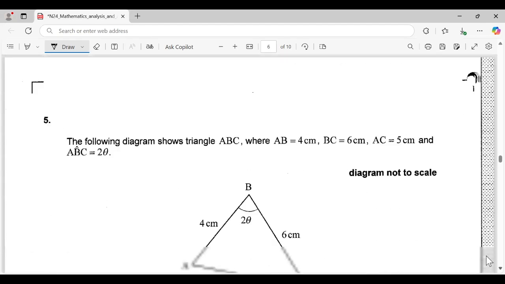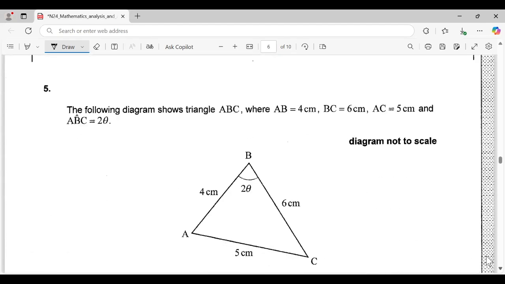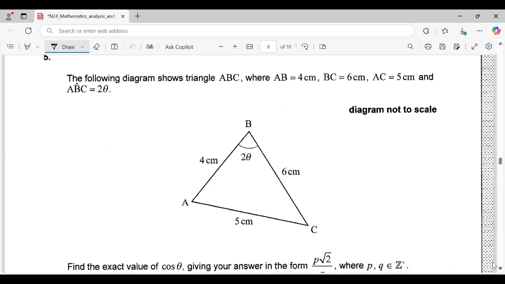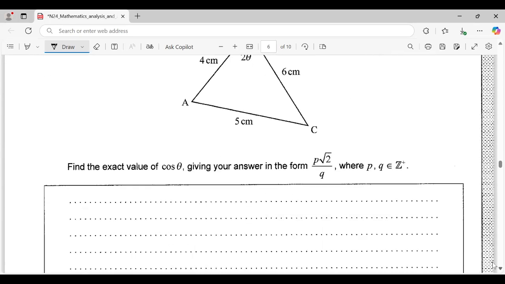Question 10. The following diagram shows triangle ABC where AB equals 4 centimeters, BC is 6 centimeters, AC is 5 centimeters, and angle ABC is 2 theta. This is a triangle. Find the exact value of cosine theta, giving your answer in the form p square root 2 over q, where p and q are positive integers.